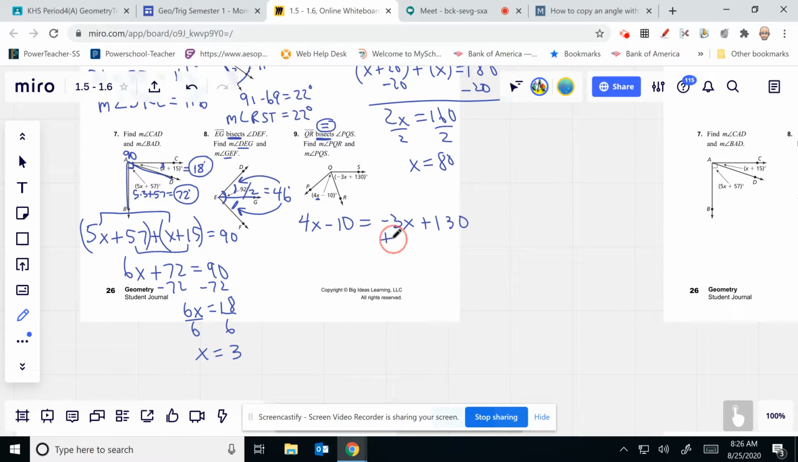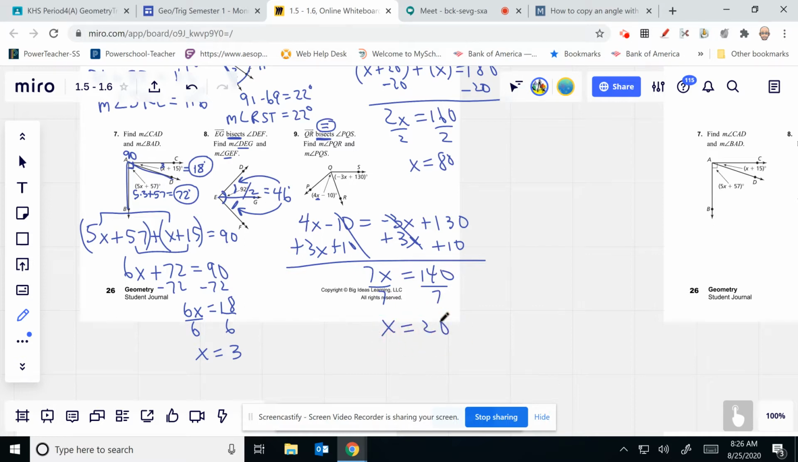So you could add the 3x since it's the smallest and you want to keep x positive. You want to add 10 to move it to the other side. So 7x equals 140. When you divide by 7 on both sides, you're going to get x is 20.